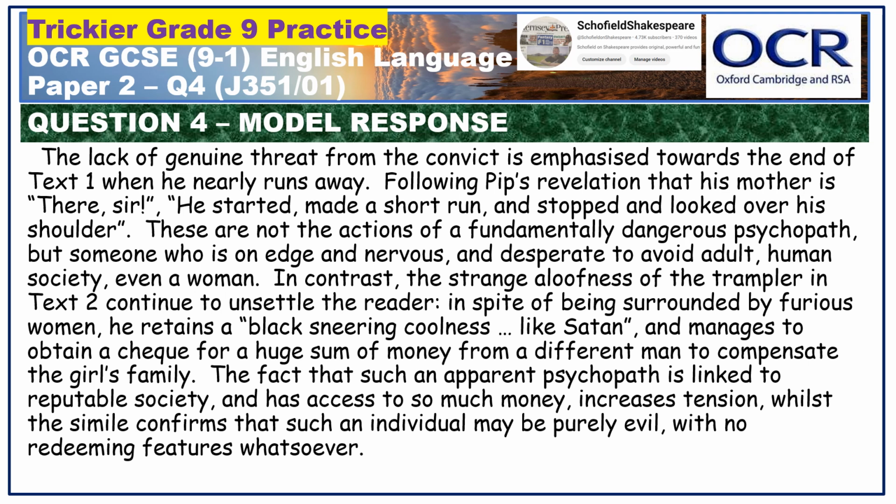In contrast, the strange aloofness of the trampler in text 2 continues to unsettle the reader. In spite of being surrounded by furious women, he retains "a black, sneering coolness like Satan" and manages to obtain a check for a huge sum of money from a different man to compensate the girl's family. The fact that such an apparent psychopath is linked to reputable society and has access to so much money increases tension, whilst the simile confirms that such an individual may be purely evil, with no redeeming features whatsoever.